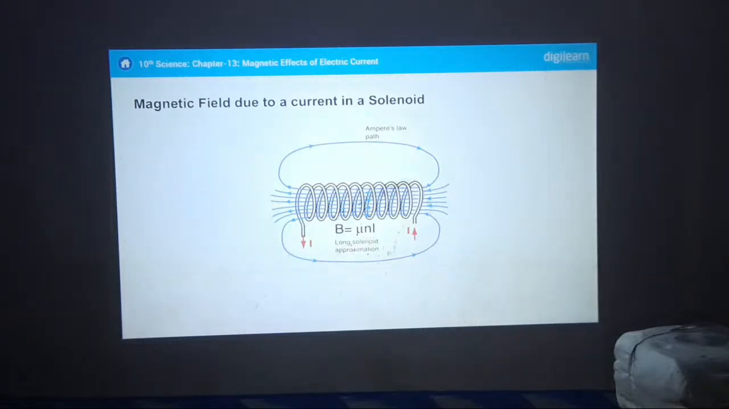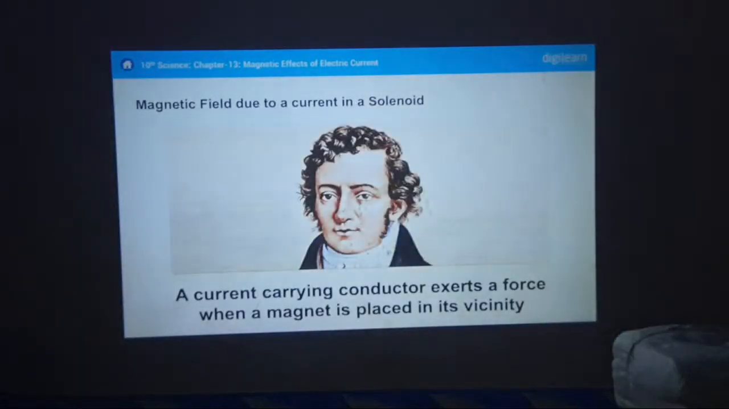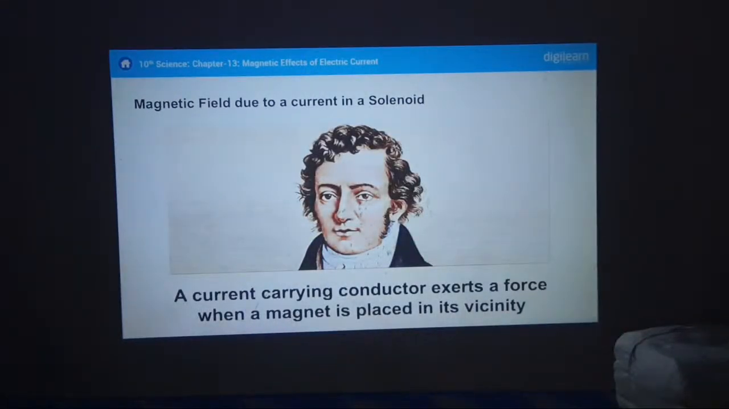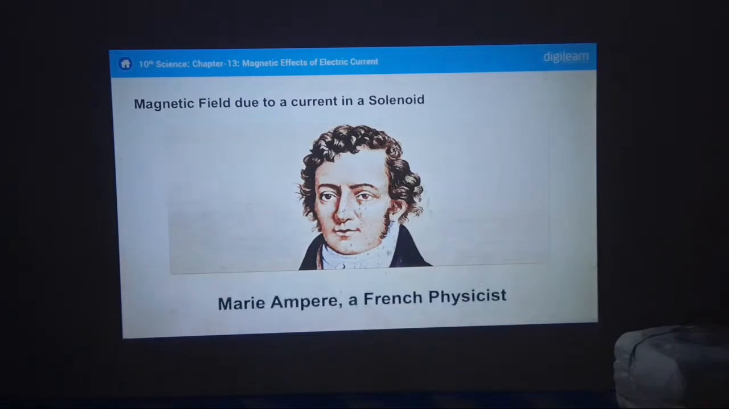Force on a current-carrying conductor in a magnetic field. A current-carrying conductor exerts a force when a magnet is placed in its vicinity. Similarly, a magnet also exerts an equal and opposite force on the current-carrying conductor. This was suggested by Ampere, a French physicist considered the founder of the science of electromagnetism.